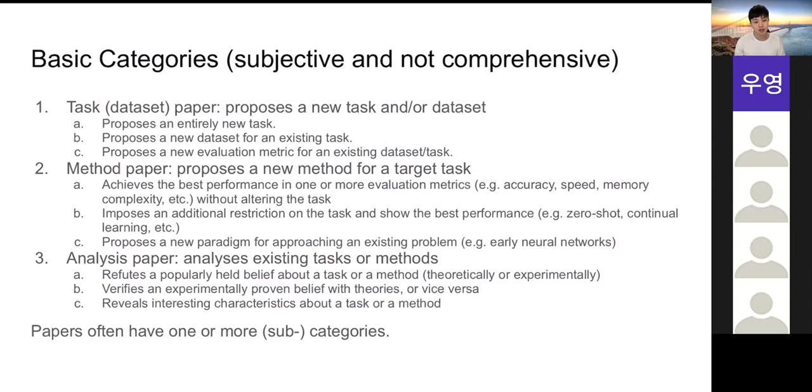3 is analysis paper. In this category, you analyze existing tasks or methods. So what kind of analysis do you want to do? Maybe you want to refute a popularly held belief about a task or method, theoretically or experimentally. 3B is you verify an experimentally proven belief with theories, or vice versa. Or 3C is that you reveal some interesting characteristics about a task or method.